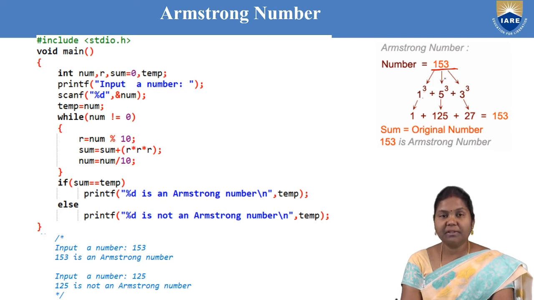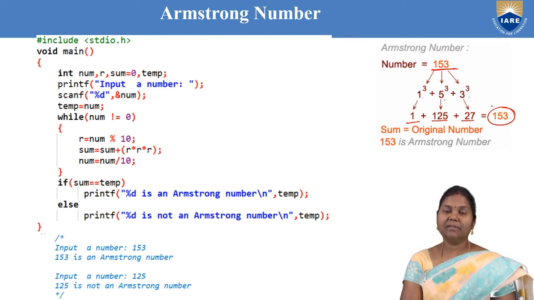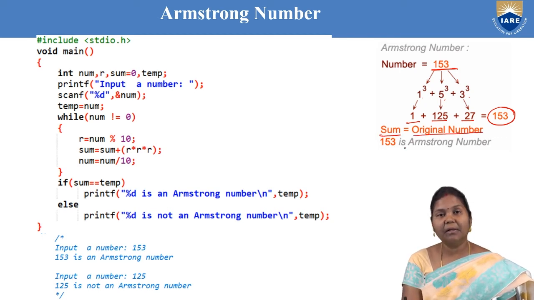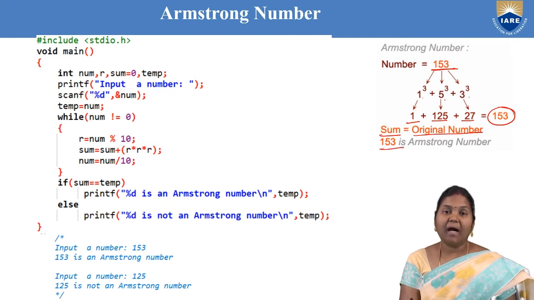So 1 cube plus 5 cube plus 3 cube. If you cube it and sum it up, then after summing, if you are getting back the same number, then the number is called an Armstrong number. So 1 cube plus 5 cube plus 3 cube is again 153. So the sum is same as the original number. So 153 is called an Armstrong number. Let us see how to do it.